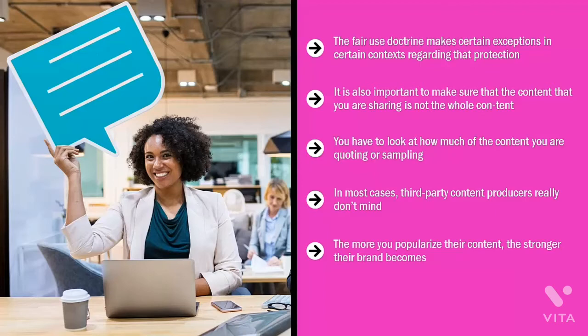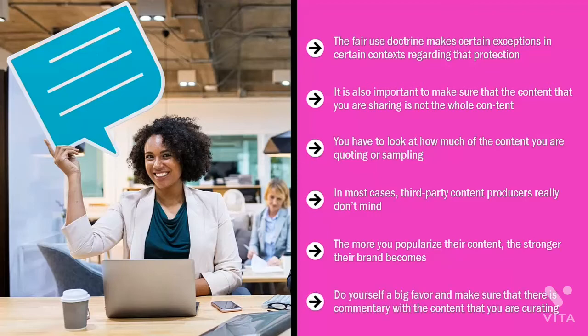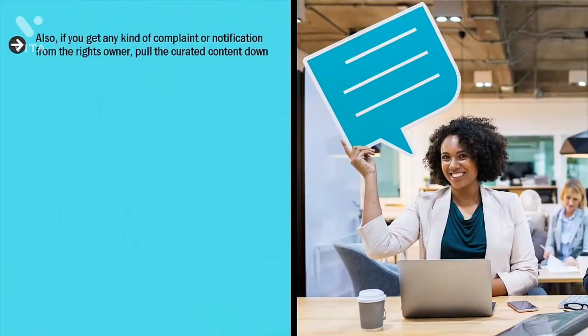Things get a little dicey when you're sharing snippets of popular movies or TV shows. That's when things can get a little touchy. Do yourself a big favor and make sure that there is commentary with the content that you are curating. Make sure that you use the acronym CTTO to protect yourself. Also, if you get any kind of complaint or notification from the rights owner, pull the curated content down. It's not worth it. You don't want to blow all the cash that you have managed to build up creating your own distinct online brand because you don't want to let go of curated content.